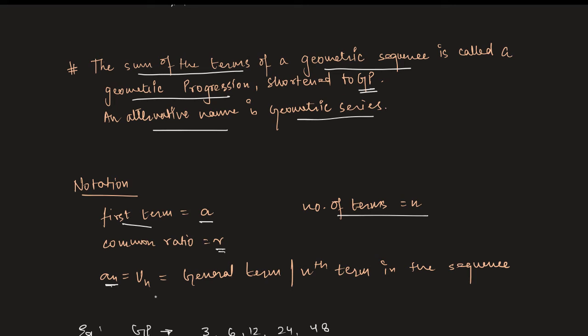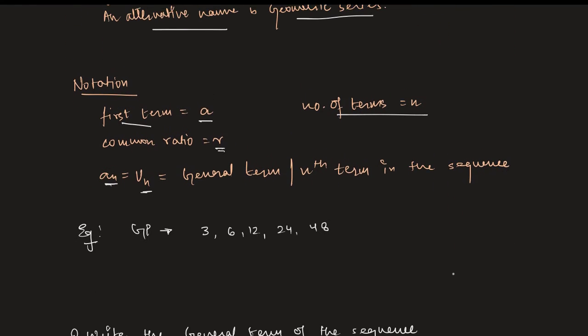Now a n or u n, different books denote it differently. Either way, you can say it is the general term or nth term in the given sequence. Now for example, is this a GP? Let's figure it out. This is multiplied by 2, this is multiplied by 2, and so on. Or if you take the ratio of any two consecutive terms, 6 divided by 3, 12 divided by 6, 24 divided by 12, or 48 divided by 24, which gives you the common ratio 2.